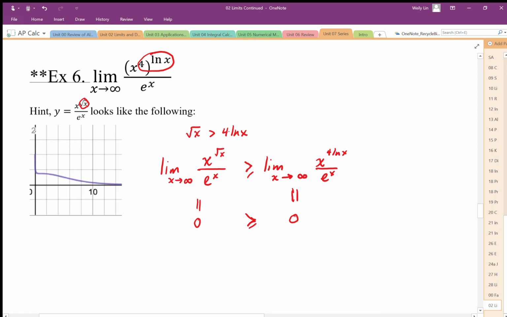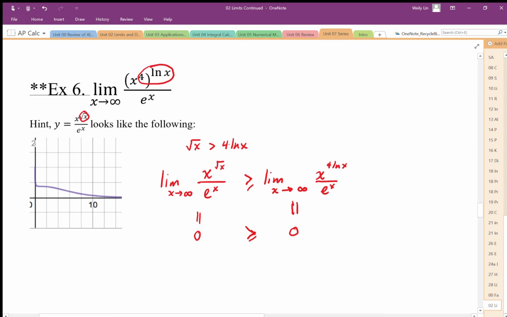So my limit, using an argument this time, is a comparison argument. This is a little bit different than what we've done before. We're not doing any algebra, we're just doing a logical comparison. Because of this comparison, we can say that this limit must tend to 0, because this expression is always smaller than this one. This one's tending towards 0, so this one will always tend towards 0 as well.